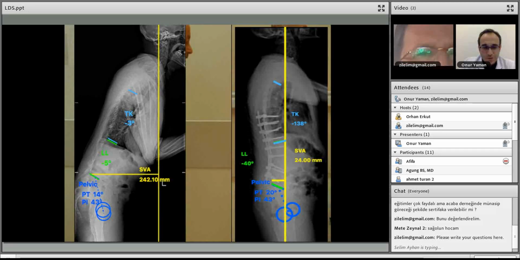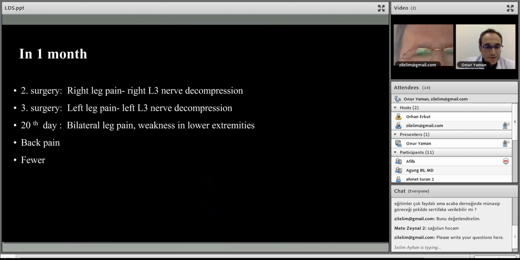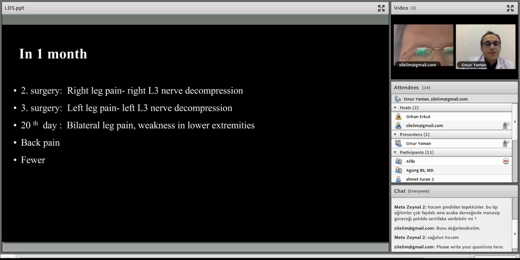After the surgery, I brought this patient's head over the pelvis. Everything was fine, but something happened. The patient was complaining about right leg pain after the surgery. I checked the CT and also checked the MRI, but there was no abnormality there. Then I decompressed the nerve root here. I hope the video will work and I will show the reason there.